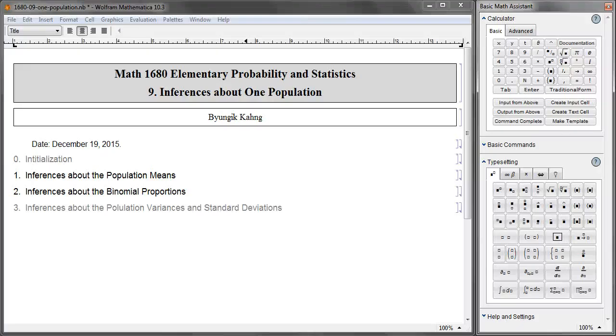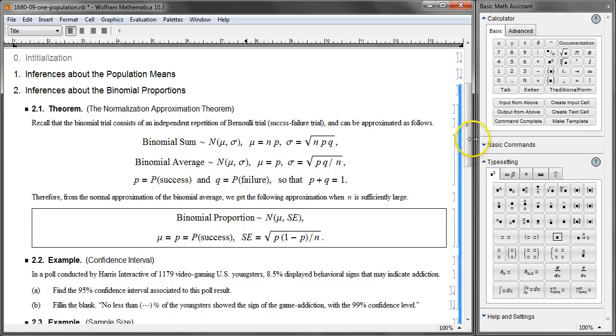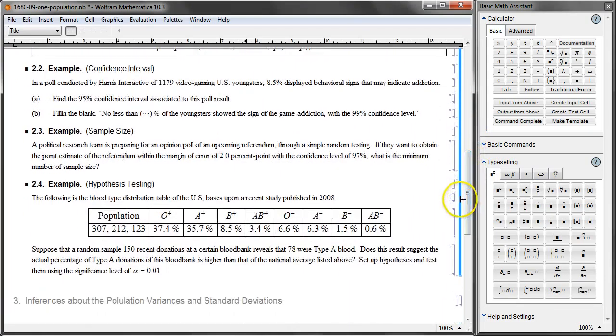Let us resume 9.2. In the previous video, we talked about the estimation theory, the confidence interval, and the sample size. Now let's talk about hypothesis testing. And here is a nice example. The following is the blood type distribution table of the United States based upon a recent study published in 2008.